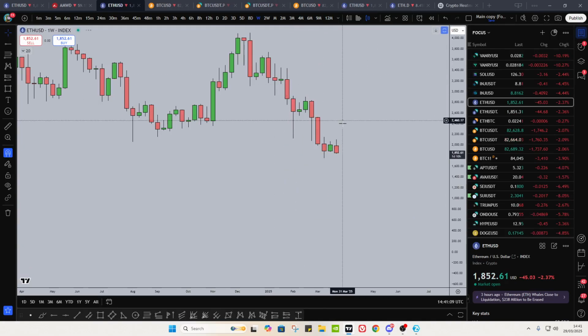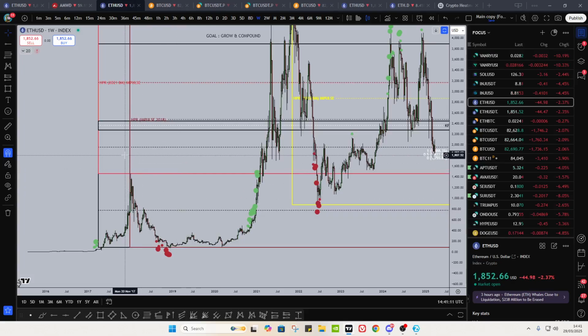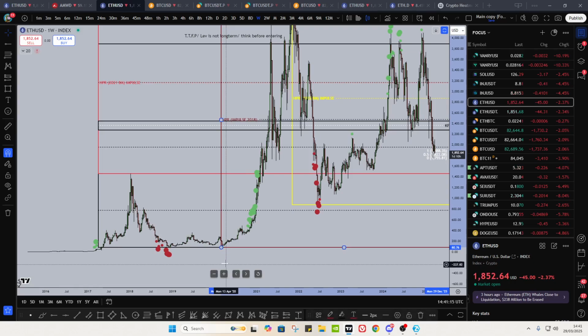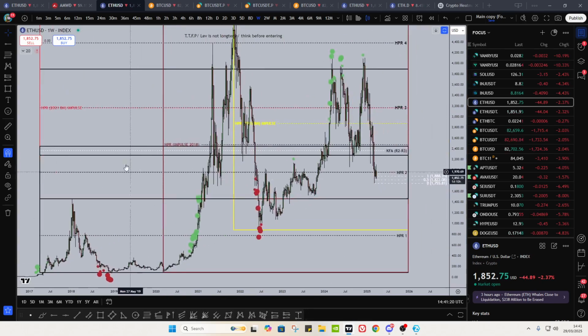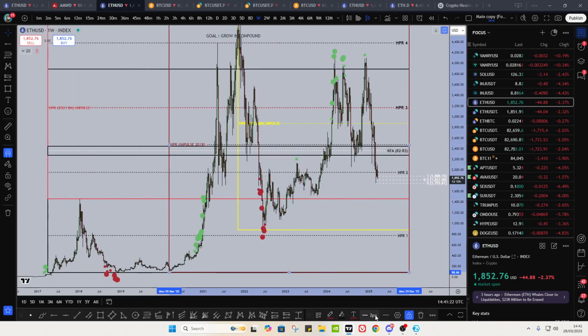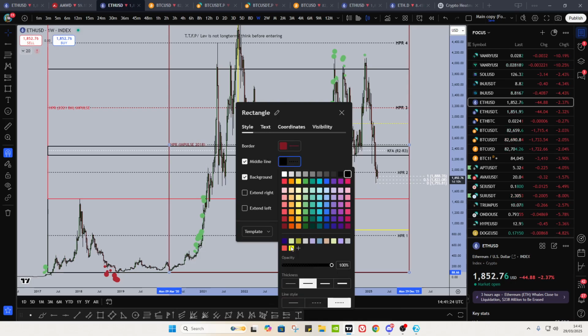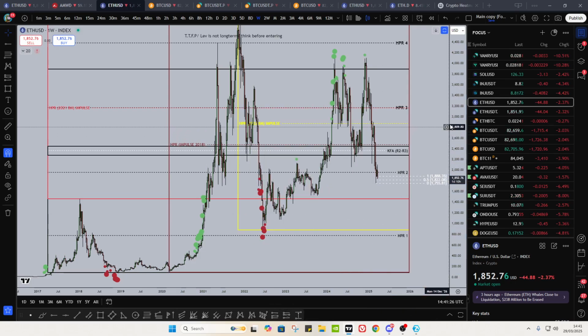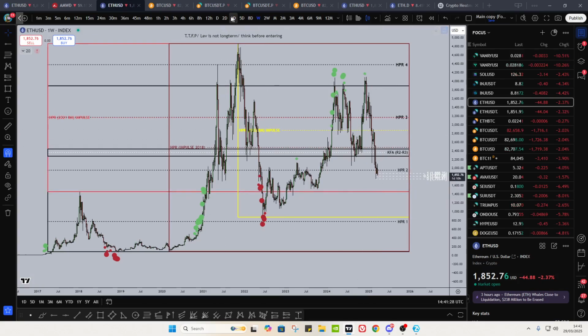So if you go to the weekly now, I can grab this and I can drag this all the way to the actual low, which is right over here. Just gonna give us another key level to watch for. And again, let me go to middle line, make that red. Okay. So we've definitely lost that as support.